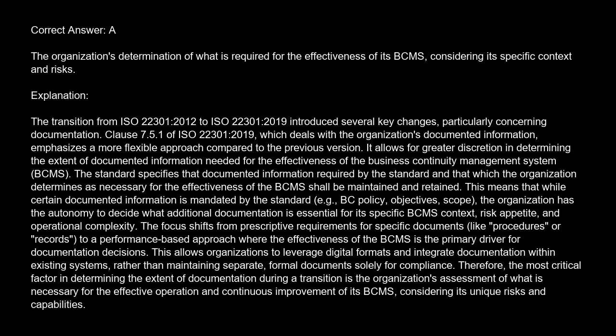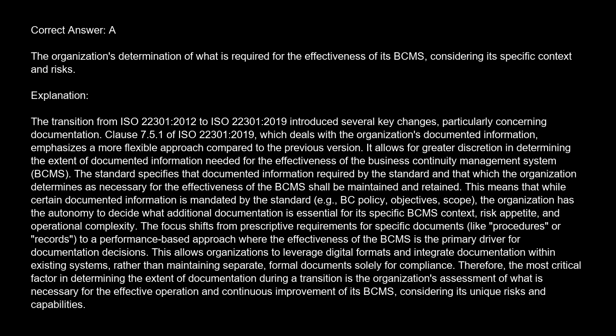Clause 7.5.1 of ISO 22301-2019, which deals with the organization's documented information, emphasizes a more flexible approach compared to the previous version. It allows for greater discretion in determining the extent of documented information needed for the effectiveness of the Business Continuity Management System, BCMS. The standard specifies that documented information required by the standard, and that which the organization determines as necessary for the effectiveness of the BCMS, shall be maintained and retained.